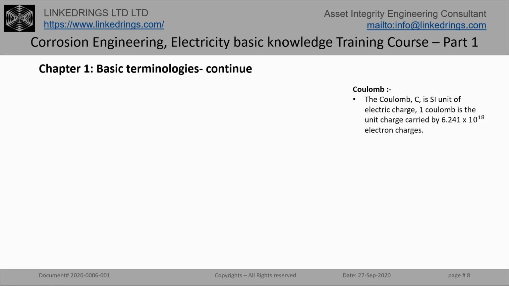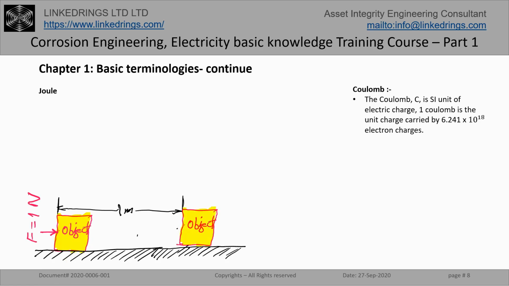Coulomb is the SI unit of charge, and 1 coulomb is equal to 6.241 times 10 power 18 electronic charges. So a group of electronic charges with the number of 6.241 times 10 power 18 is equal to 1 coulomb.